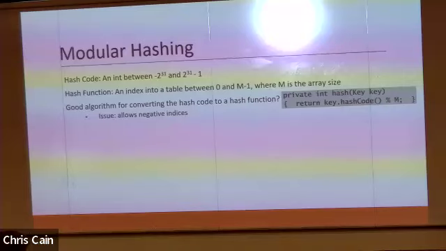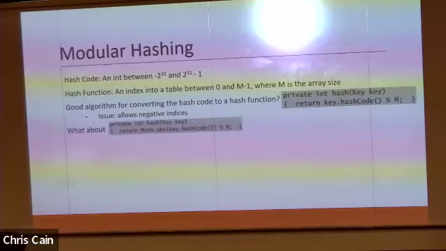So how do we deal with potential negative indices? Any thoughts? They're absolute values. Take the absolute value? That's a really good idea. So what if we took the absolute value?